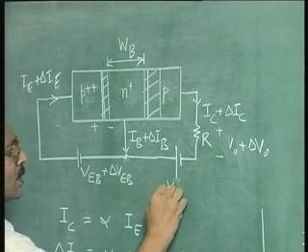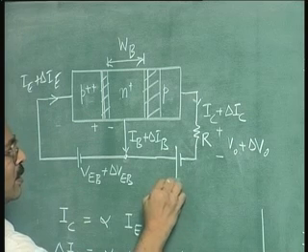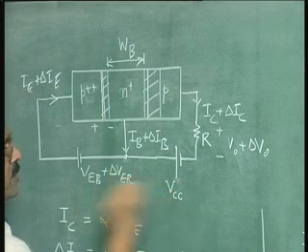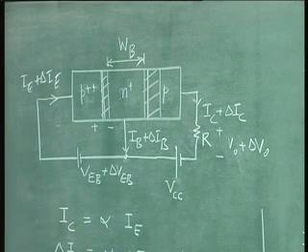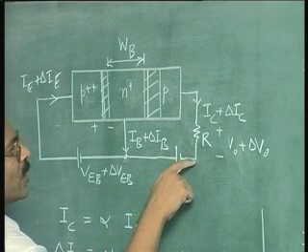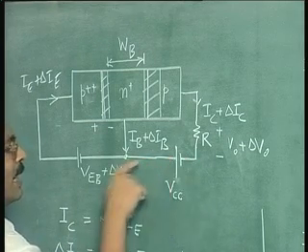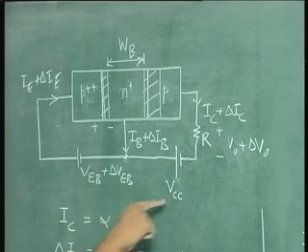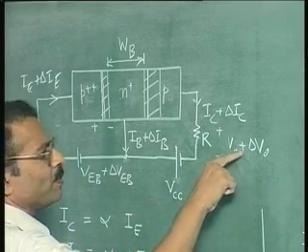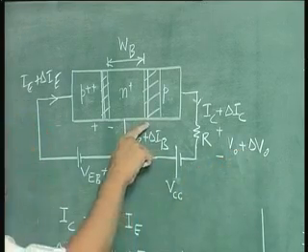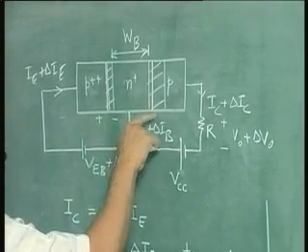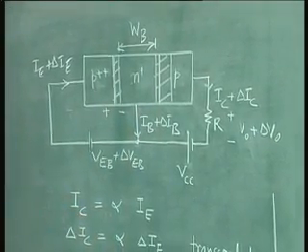Let us call this voltage VCC. That is, C stands for collector. So this is actually a collector voltage between collector and base. Now if VCC is exactly equal to V0 plus delta V0, then the collector base voltage is 0, and then this formula is valid.